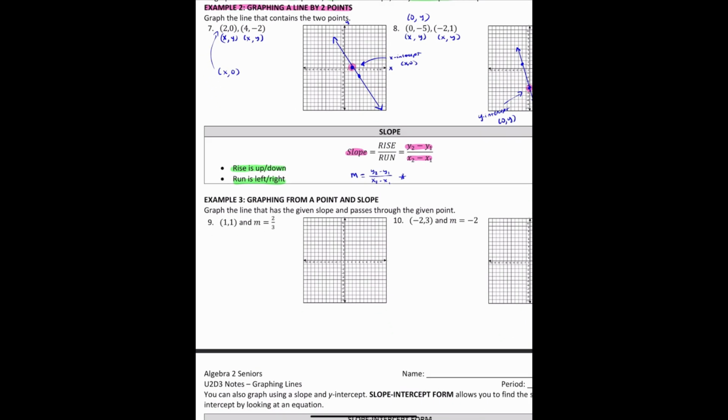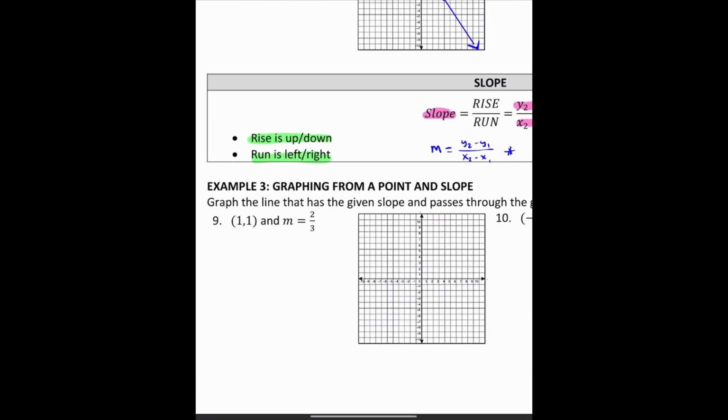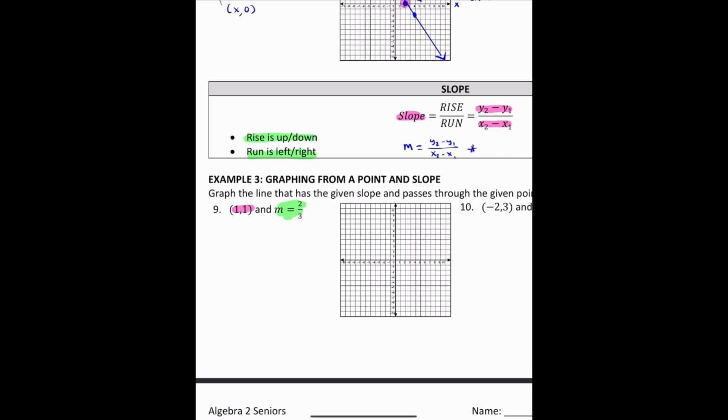So when we need to calculate the slope just by graphing, we can just calculate the rise over the run. So when we look at the rise, it's either up or down, and then the run is left or right. So let's take a look at this example here. We're going to graph from a point and a slope. So here is my point, and this is my slope. The first thing that I want to do is plot 1 comma 1 on the graph. So 1 comma 1 is located right here on this graph.